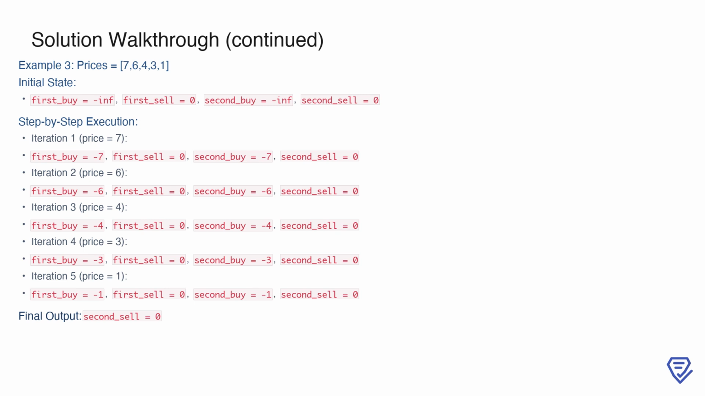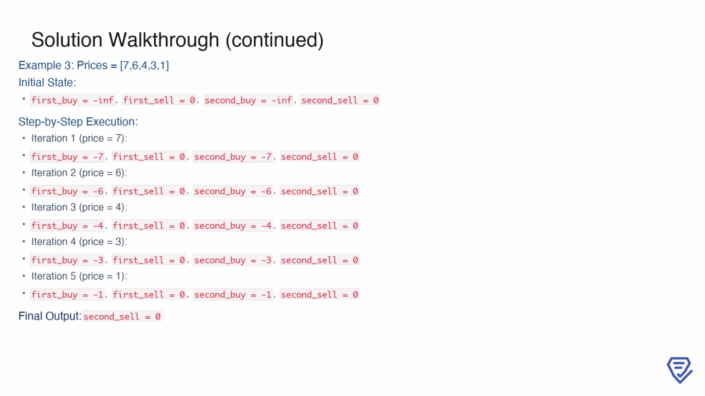In the final example, the prices array is 7, 6, 4, 3, 1, where prices continually decrease. As in previous cases, we initialize first_buy and second_buy to negative infinity, while first_sell and second_sell are set to 0. For the first price, 7, first_buy updates to -7, reflecting the cost of buying the first stock. First_sell remains 0, as there's no profit from selling. Similarly, second_buy updates to -7, and second_sell remains 0.